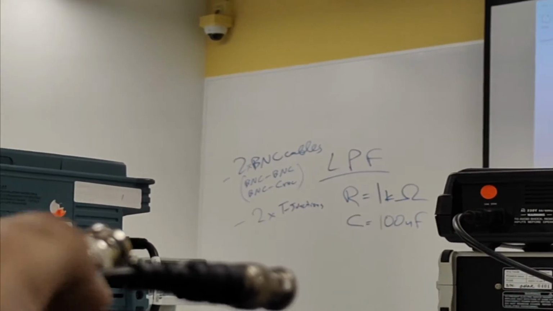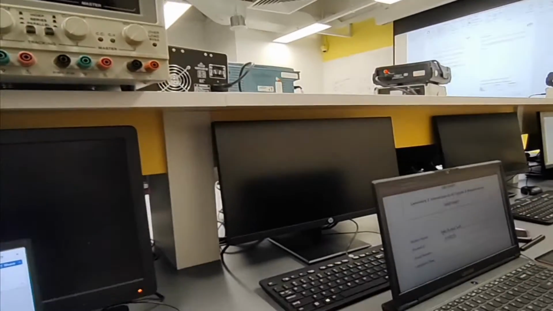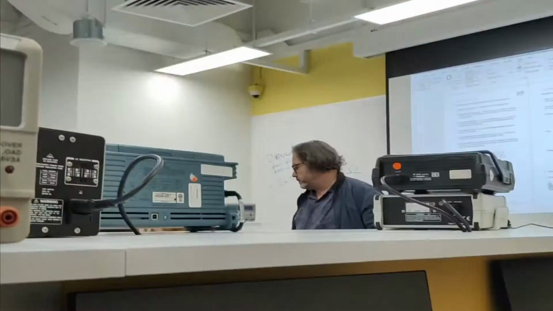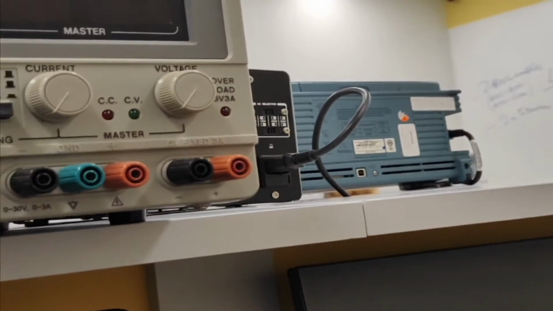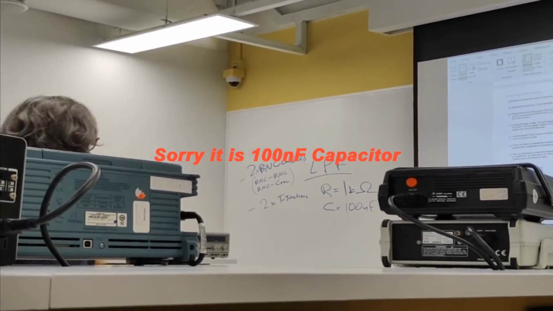BNC and alligator cable you got, and BNC to BNC. So this is alligator. Okay, I zoomed very long. BNC to alligator, one cable, and BNC to BNC, this cable. Okay, fine. Got it. And 2 T junctions. What's the T junction? I don't know the T junctions. And 1 kilo ohm resistor and 1 nanofarad resistor, 100 nanofarads.